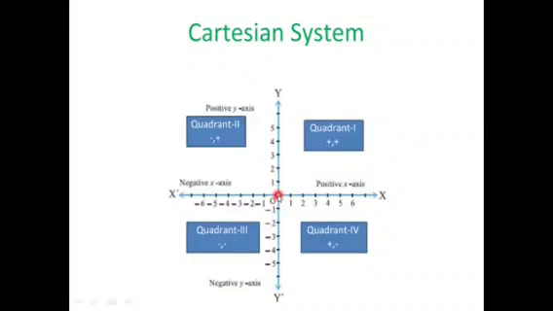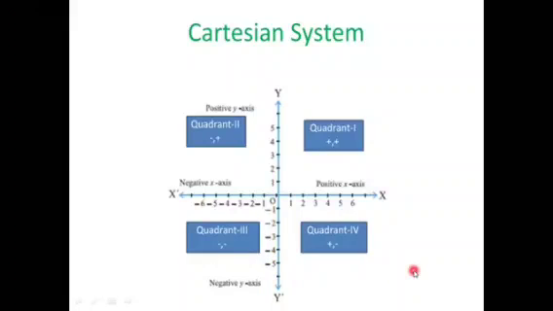Now, on the right side of the origin on the x-axis, you will have the positive numbers. On the left side of the origin on the x-axis, which is referred to as x dash, the negative x-axis, we would have the negative numbers. Likewise, on the top of the origin on the y-axis, we have the positive numbers. On the bottom of the origin on the y-axis, that is the negative y-axis, we would have the negative numbers.